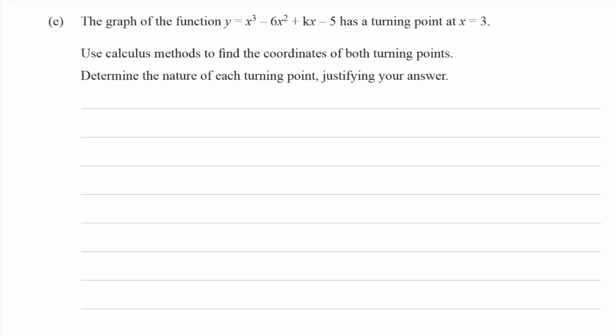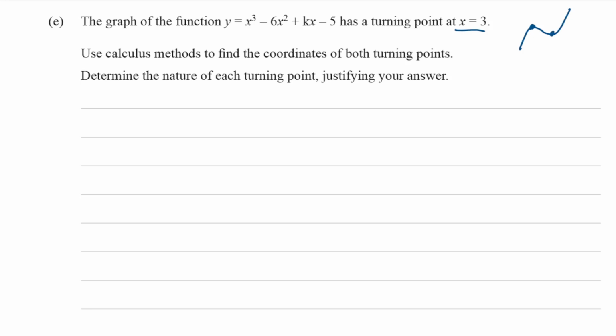Alright, let's get it. So we have a cubic function, x cubed minus 6x squared plus kx minus 5, that has a turning point at x equals 3. So cubic, since the coefficient of the x cubed term is positive, we know it is a positive cubic. We know one of the turning points is at x equals 3, so that could be the maximum or the minimum. We're not too sure yet.